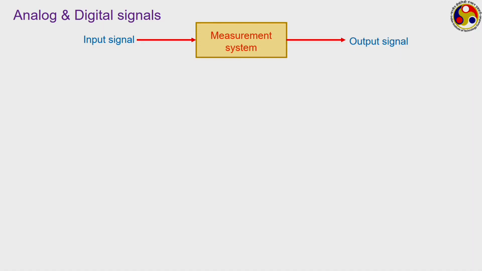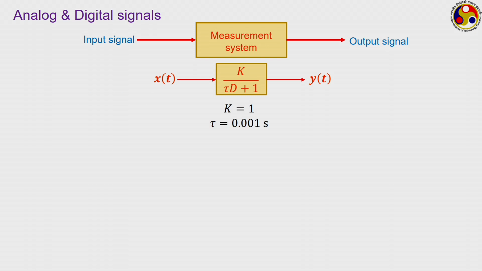Now we know that whatever input we provide, depending upon the transfer function associated with the measurement system, we get a corresponding output. Let us take an example. Let us think about a first order system, and we know that the transfer function for a first order system is of the form k upon tau D plus 1. You have already seen the development of this equation, and I am sure you have already used it for solving some problems. Now let us see x of t, which is a time dependent input signal. Let us assume that our input is a sinusoidal function of this form, and our first order system has a static gain equal to 1 and a time constant of 0.001 second.